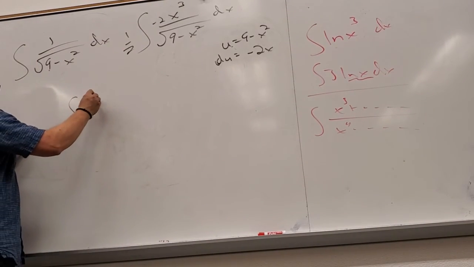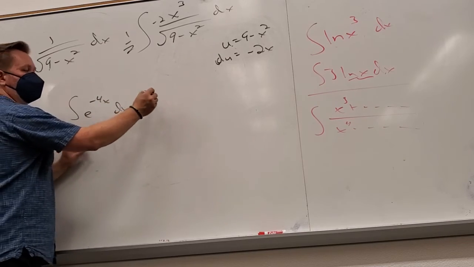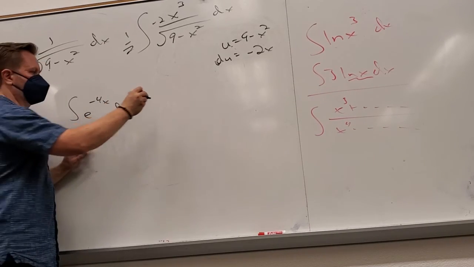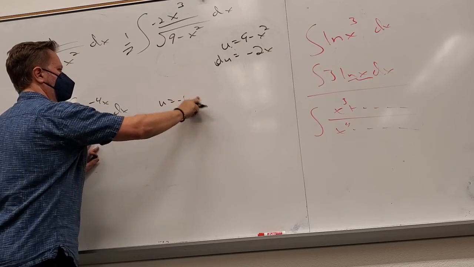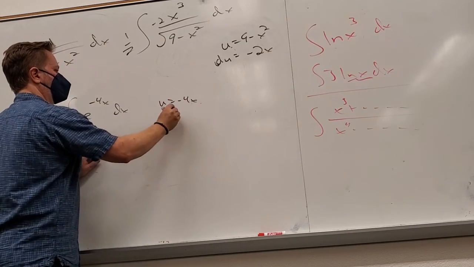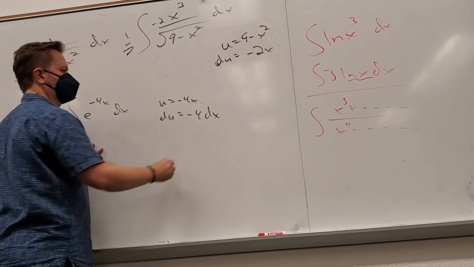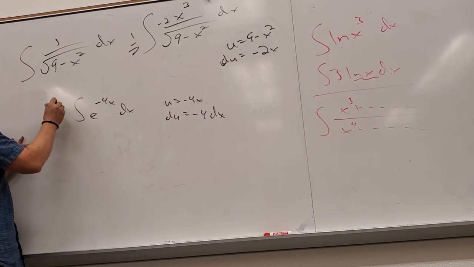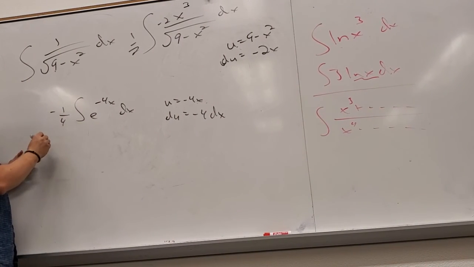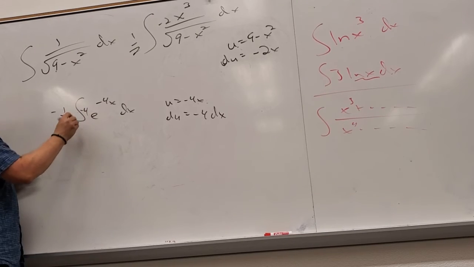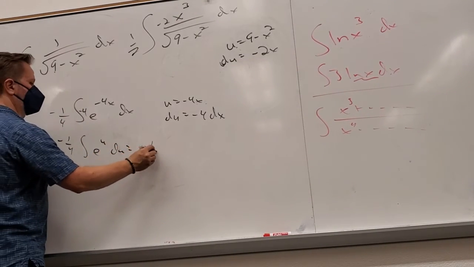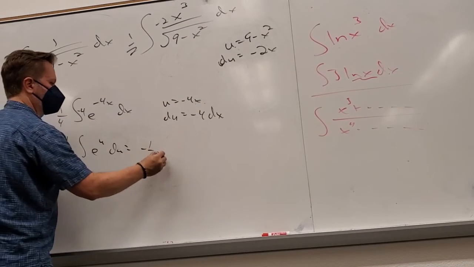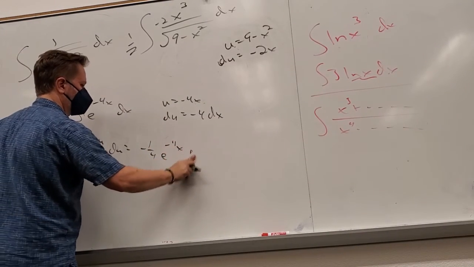All right, so real quick. Let me show you the way I really don't want you to do it, but this is valid. U equals negative 4x. What's du? Negative 4 dx, right? So then I need a negative 4, so I put a negative 1/4. And so I got my negative 4 here. So it'll be negative 1/4 integral e to the u du. Integral e to the u is e to the u, so I get e to the negative 4x, plus C.